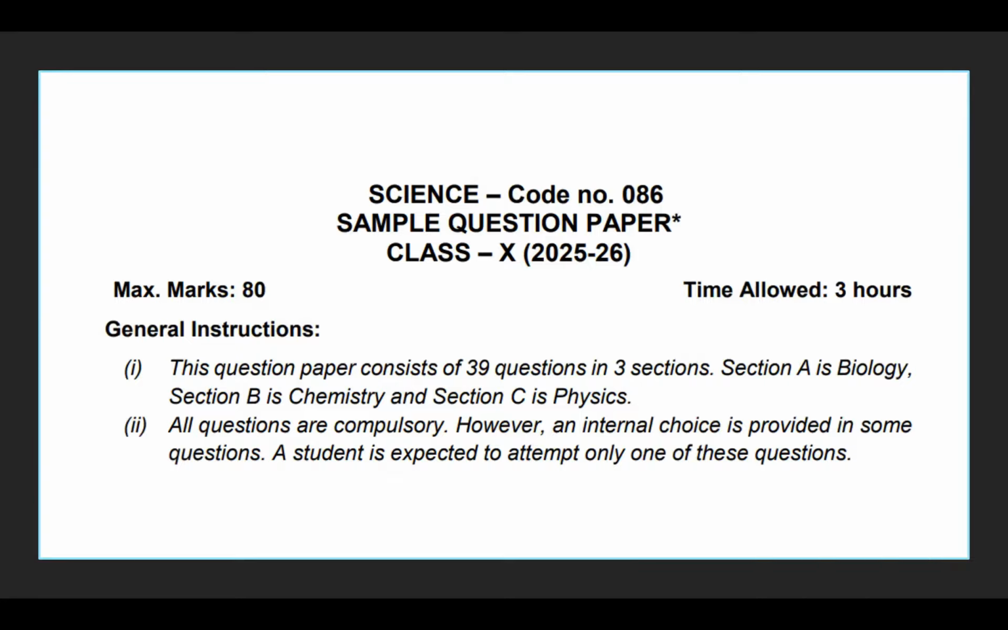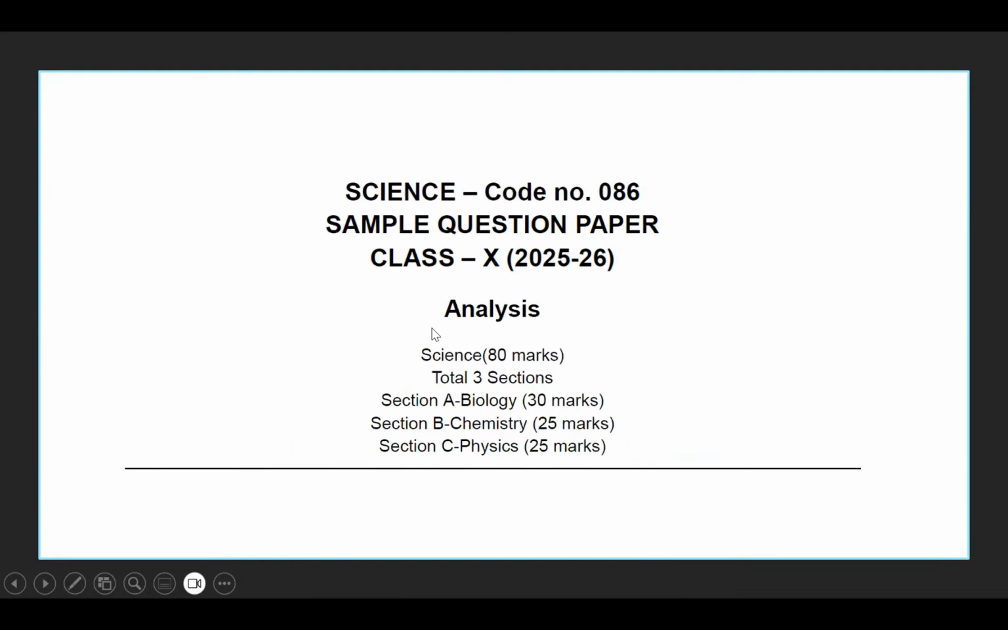But now the new paper pattern says that the question paper consists of the same number of questions, which is 39, but in 3 sections. Rather than dividing the sections as per the type of question, this time onwards the questions are divided as per the subject: section A will be biology, section B will be chemistry, and section C is physics. And it says all questions are compulsory, however internal choices will be provided, and students are expected to write as required.